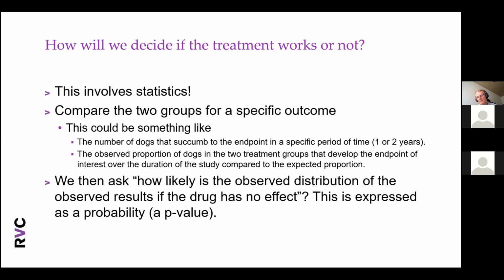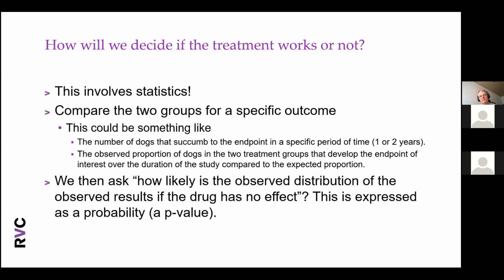And the way that we can decide whether or not treatment works is to perform a statistical test on the basis of the results that we observe and compare the two groups. So what we want to do is to compare the groups either in terms of how many of them develop the endpoint we're interested in a finite period of time, or alternatively, whether the proportions of dogs in the two groups who develop those endpoints differ over the duration of the study.